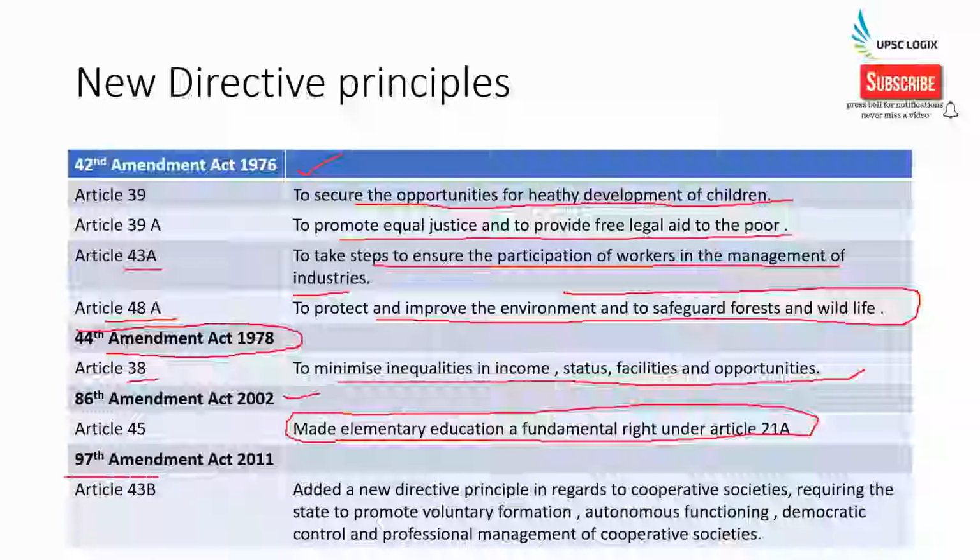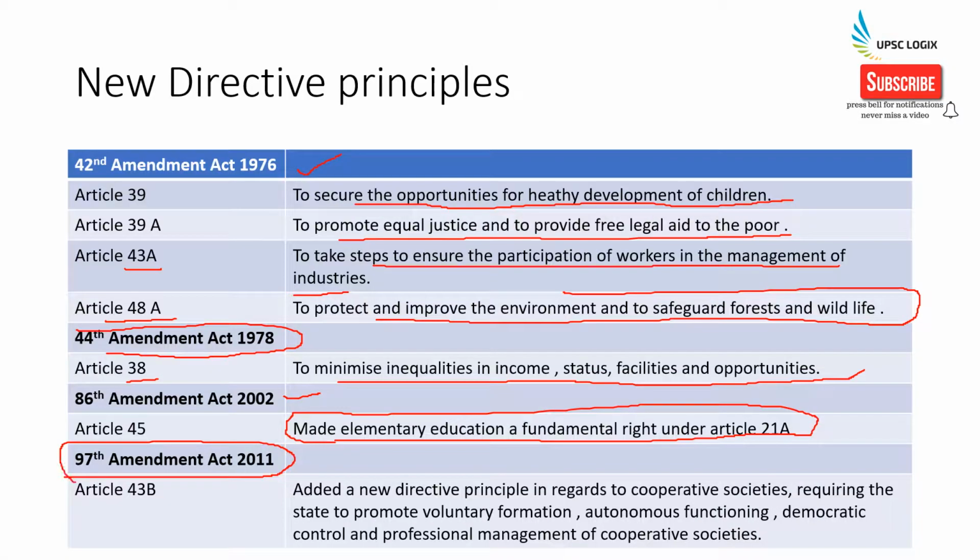Then the 97th Amendment Act of 2011 added Article 43B to the Gandhian Principles, adding a new directive principle in regard to cooperative societies, requiring the states to promote voluntary formation, autonomous functioning, democratic control, and professional management of the cooperative societies. So all these articles were added at a later stage through various amendments of the Constitution, and they have been included keeping in mind the development and the welfare of the poor, for example, providing free legal aid to the poor.